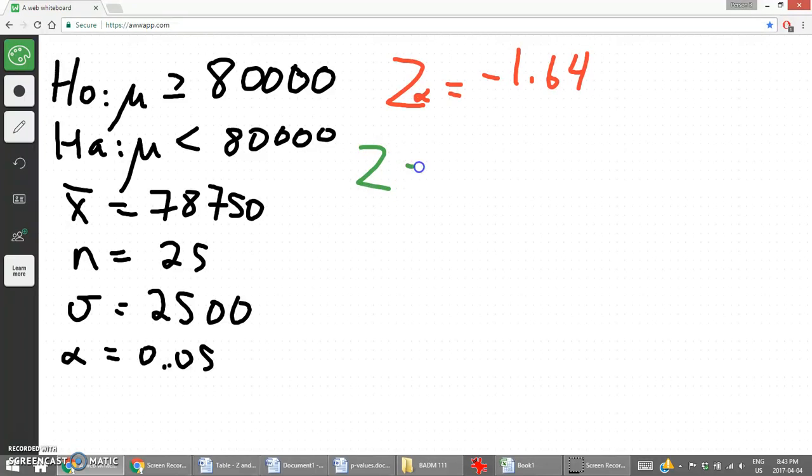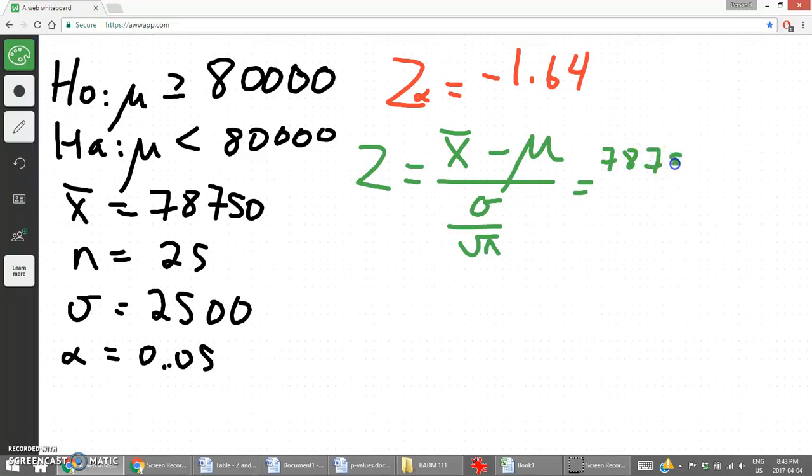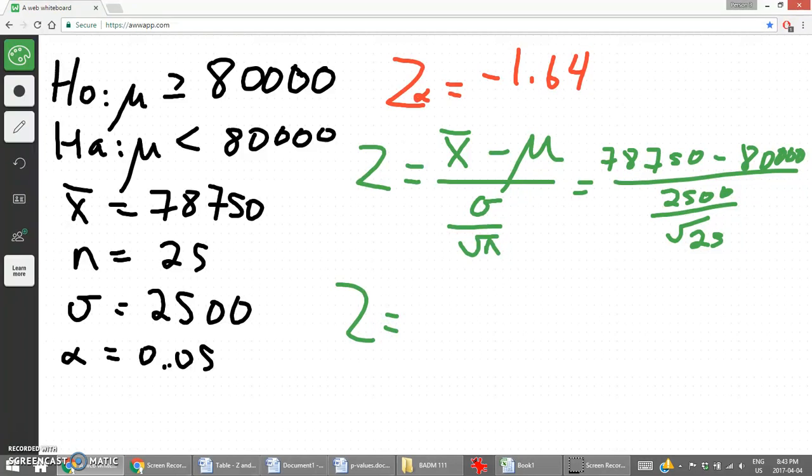We're now calculating a test statistic. Test statistic formula is the sample mean minus the population mean over the standard error. Standard error is the standard deviation over the square root of the sample size. So this would equal 78,750 minus 80,000 divided by the standard deviation of 2,500 over the square root of 25. If you do that, we get a value of negative 2.5.